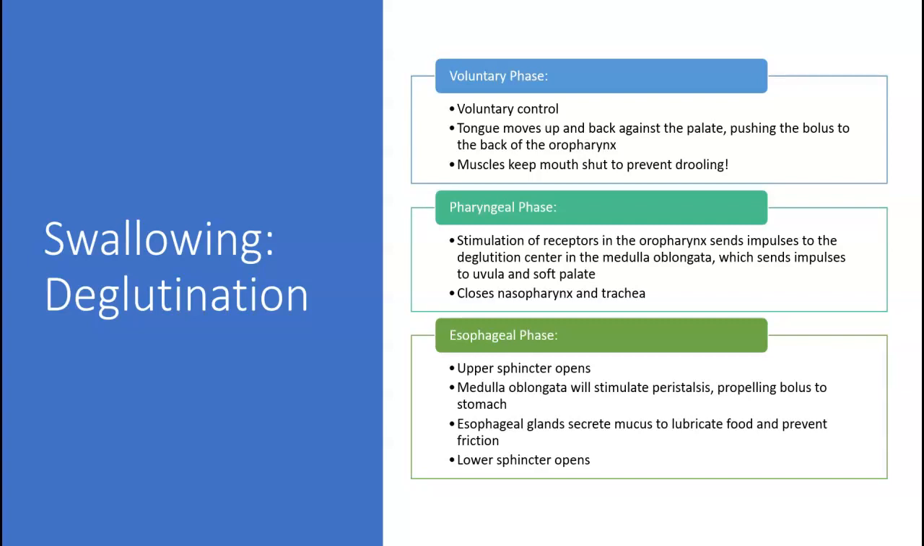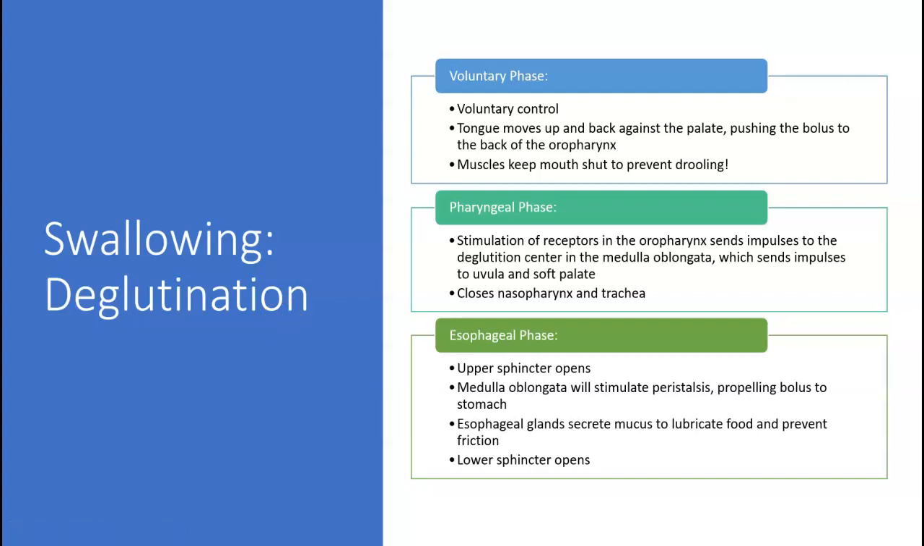The esophageal phase is when the upper sphincter of the esophagus opens, allowing the bolus to move on down. The medulla oblongata will stimulate peristalsis, those alternating muscle contractions, which push the food down to the stomach. As it gets there, the lower esophageal sphincter opens, dumping the bolus into the stomach. Along the way, glands along the esophagus secrete mucus to help lubricate the food as it goes down and prevent friction. This is the first stage of digestion occurring.